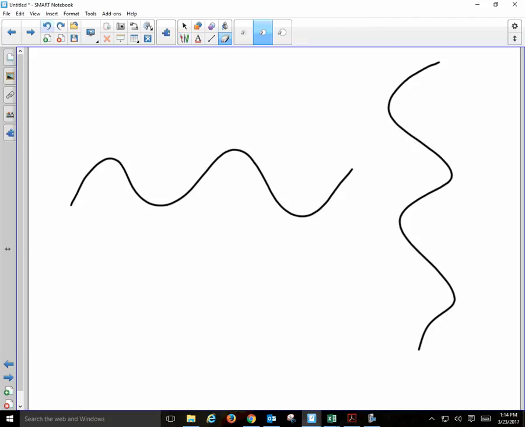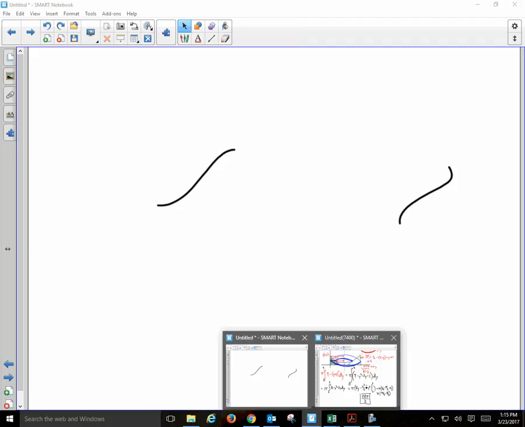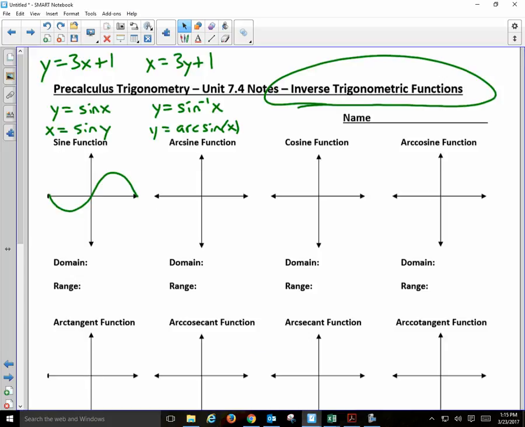We've got to cut off certain parts of it. So what we do is we cut it there and we cut it there. Does that pass the horizontal line test now? It does. And so the resulting function that we get is just going to be that portion. I know that looks odd, but that's what we have to do. I have to restrict the domain. So when I look back at my previous notes, the sine function, I've got to cut it there, and I've got to cut it there.